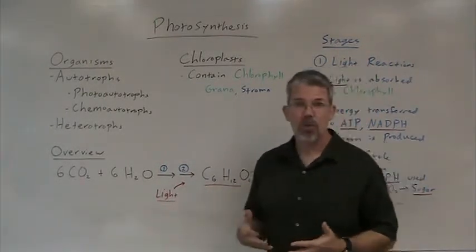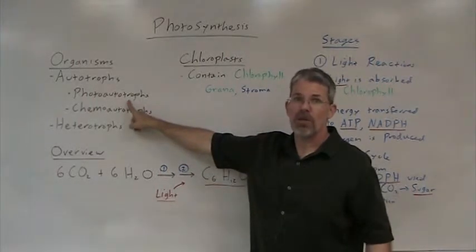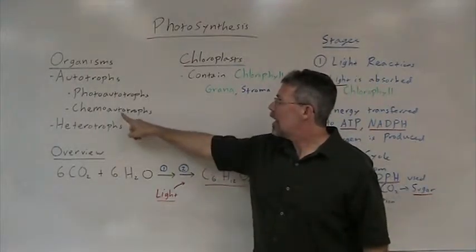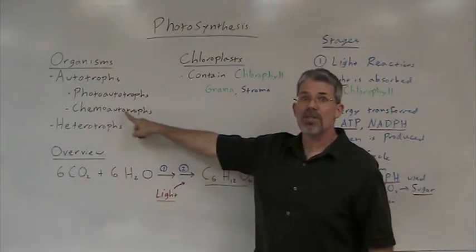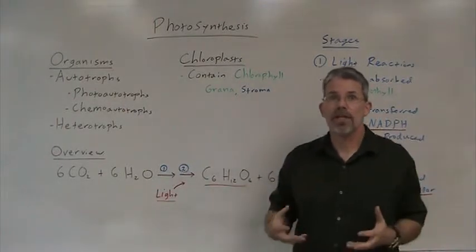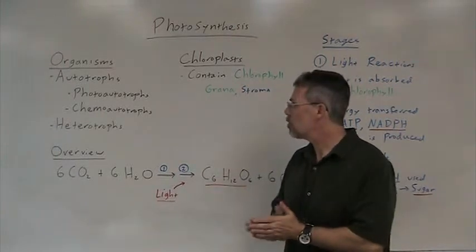If the non-food source is light, then we're dealing with photoautotrophs. They use photosynthesis. Plants, algae, cyanobacteria. Chemoautotrophs use chemosynthesis, and some bacteria are capable of doing that. Rather than sunlight, they'll split inorganic molecules and use that energy to produce food.